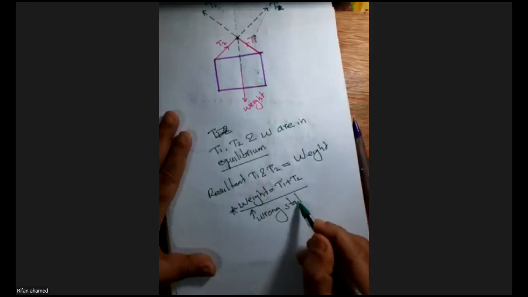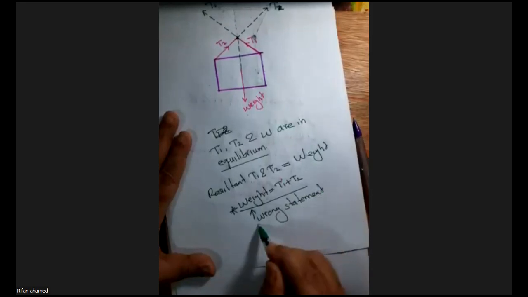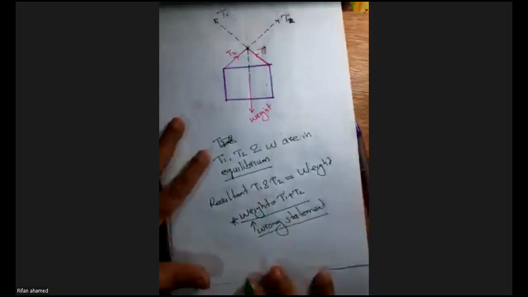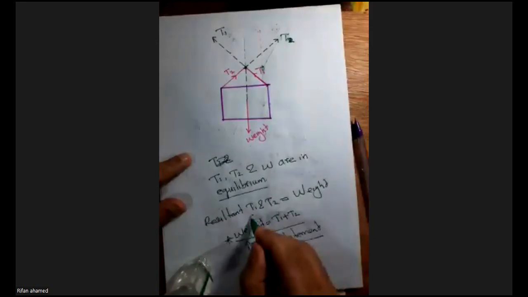Clear? The total of these two will not be equal to the weight. The resultant of T1 and T2 will be equal to the weight. This is the correct statement: the resultant of T1 and T2 equals the weight. But if they say weight is equal to T1 plus T2, it's a wrong statement. So this is the last portion. Please complete it down.